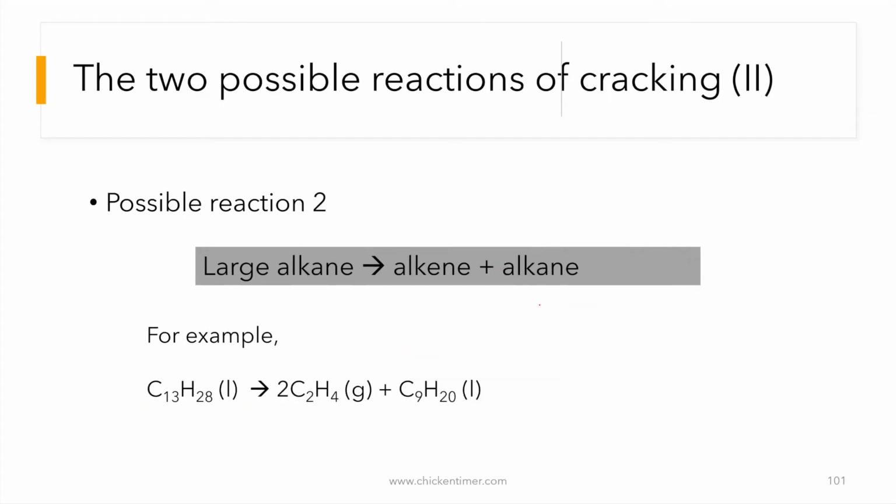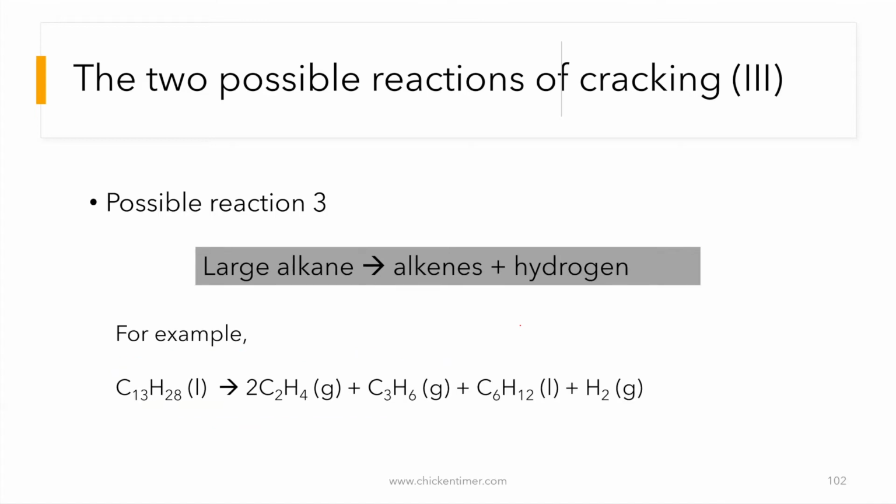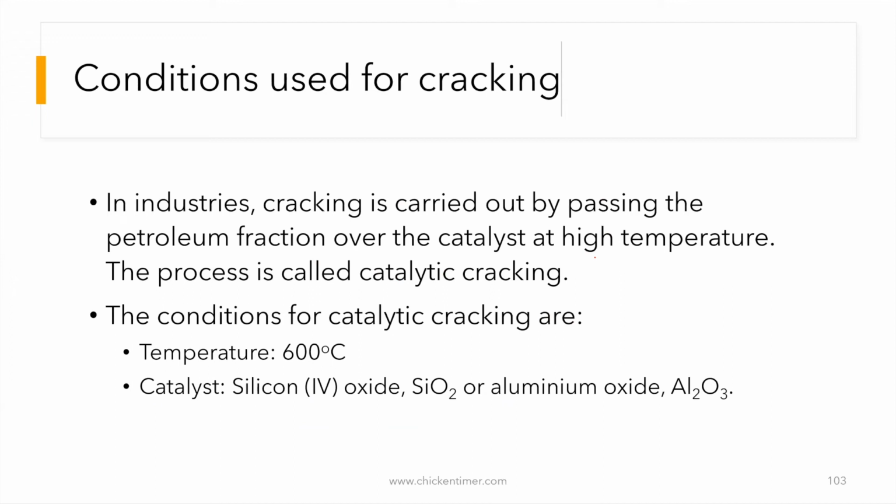So there's a second possible reaction, which means you can have a large alkane become one small alkene and one small alkane. So in the reaction, the carbons and the hydrogen must balance. And then the third type is where you have a large alkane produce all alkene molecules and hydrogen. Okay, so you have this kind of thing. Then you need to know the importance of the products later.